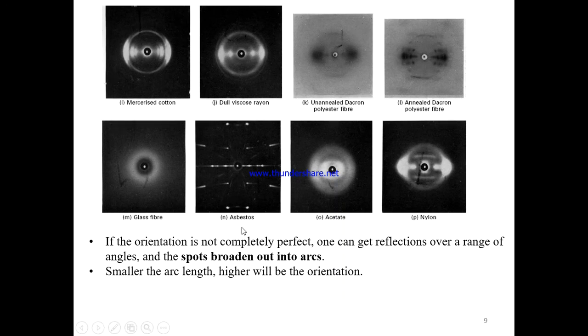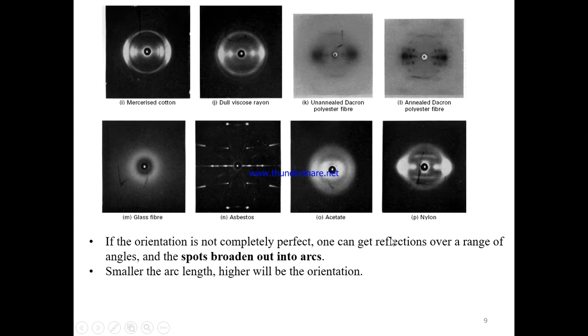In the case of asbestos fiber, you can see the diffraction spectra where the arcs are converted into dots only. There are only a few dots. That means asbestos is a highly oriented fiber, because the smallest arcs, that is the dots, appear in the diffraction spectra. So asbestos has the highest molecular orientation among all those fibers presented in this slide.